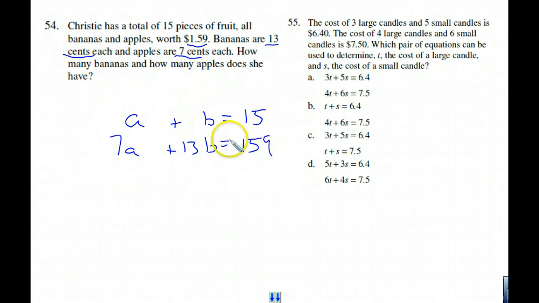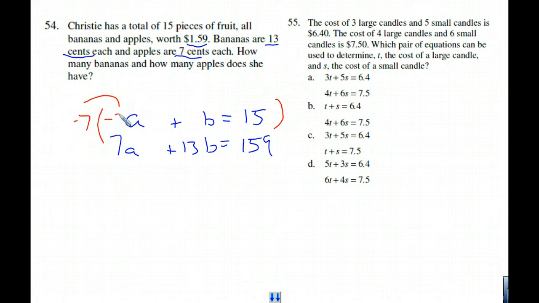So the units have to be the same for the money, all dollars or all cents. We could have done 0.07 and 0.13 and 1.59. Either way, you'll get the same answer. So let's go ahead and solve this one. Say multiply by negative 7.